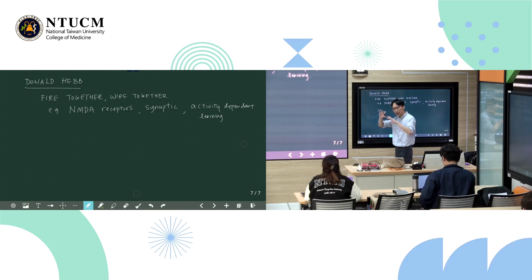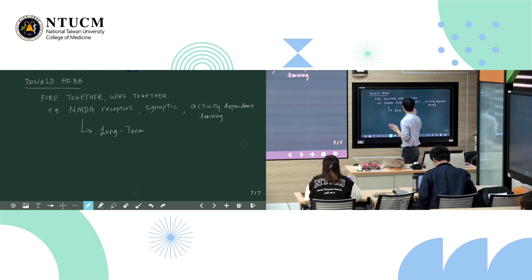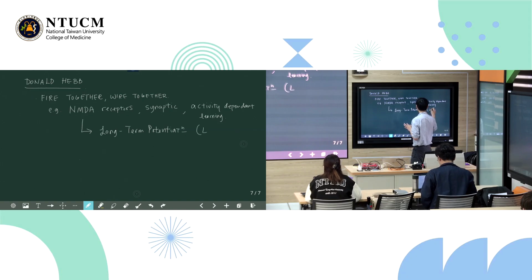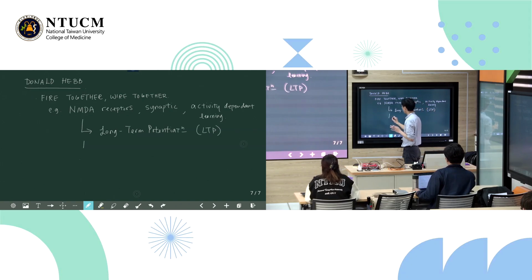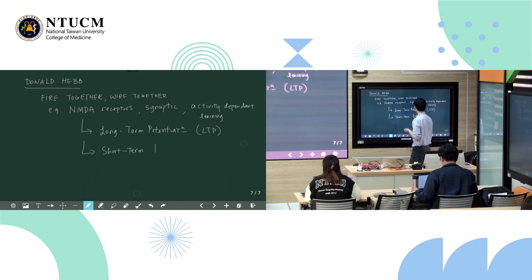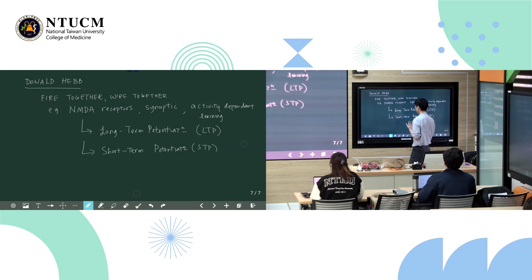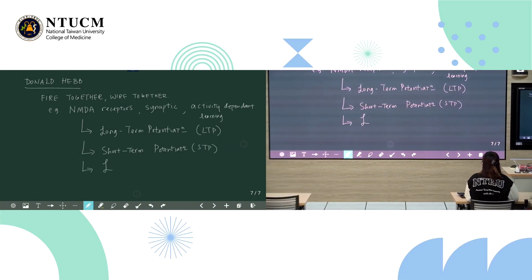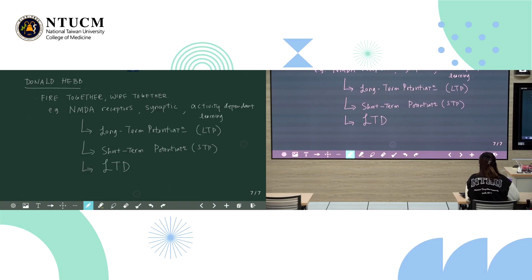And through these substrates, we get phenomena like long-term potentiation, or LTP. You get short-term potentiation, STP. You get LTD, long-term depression. Okay.